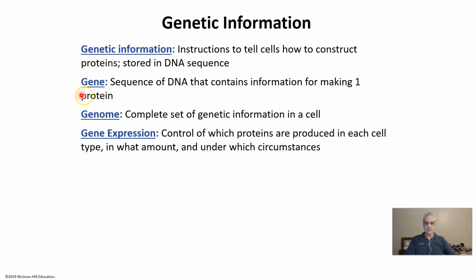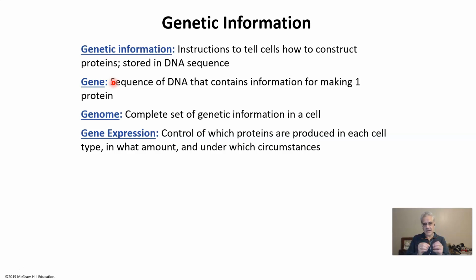A gene is a sequence of DNA, a particular length of the DNA that contains information for making one protein. Got that? One protein is made by one gene. So that's what a gene is. Now there are lots of proteins. There are tens of thousands of proteins that can be made, and that information is stored on DNA. So that means there are tens of thousands of genes, but even all of those genes, all of those sequences of DNA, don't account for all of the sequences of DNA.